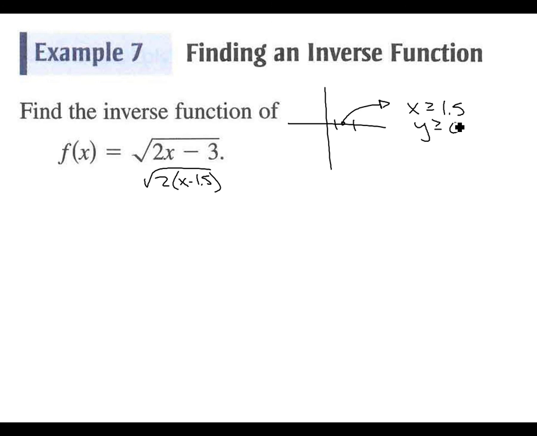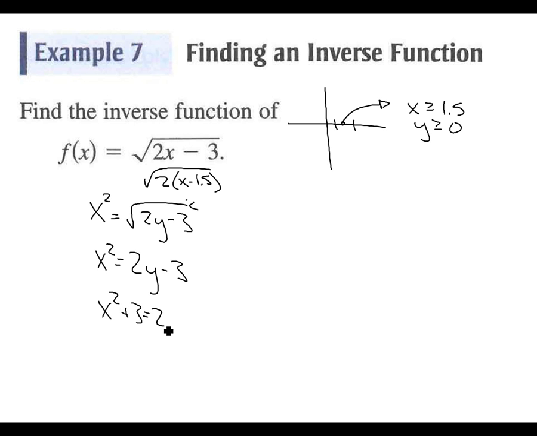Let's find the inverse. We're going to switch this. So we're going to say x equals square root of 2y minus 3. How do we get rid of square roots? We're going to square both sides and get x squared equals 2y minus 3. So x squared plus 3 equals 2y. And divide everything by 2. So we'll get x squared plus 3 all over 2 equals y.